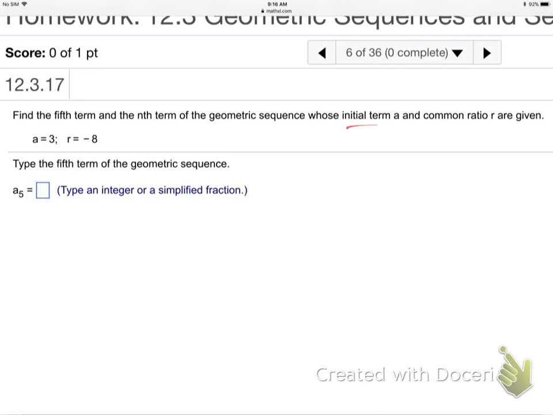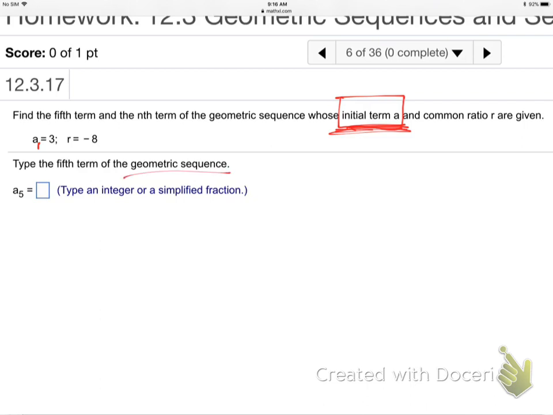You know what A is? A is the initial term. You see right here? I wish they would use A1. I don't know why they're suddenly not using A1. That's what we always use for the first term, huh? But for whatever reason, they're just calling it by the name A now. But we should know. I'm going to put a little 1 here. This is A1. This is the first term. They're saying it right here. Initial term. First term. So A1, first term is 3. R is negative 8.